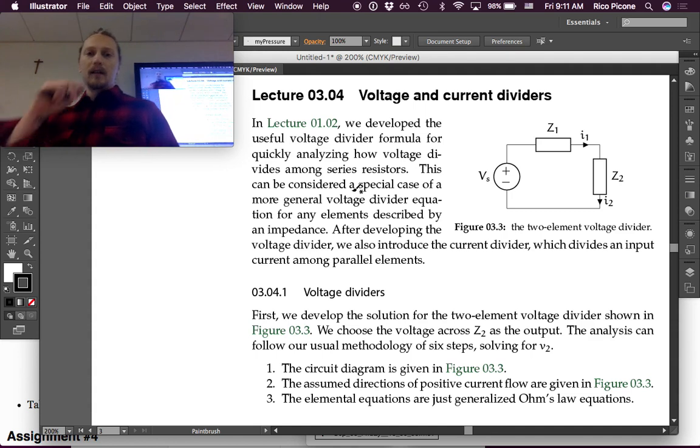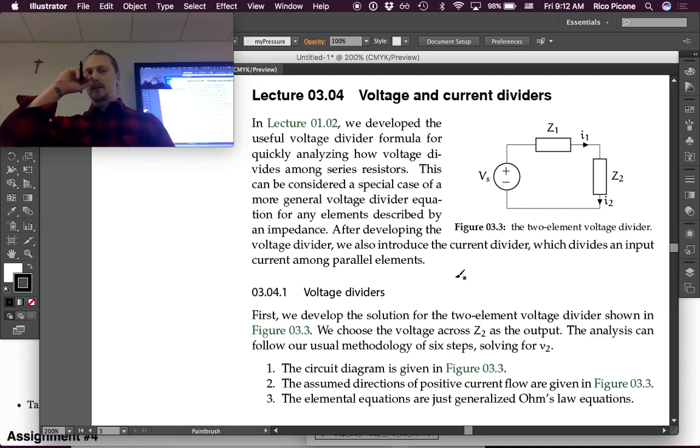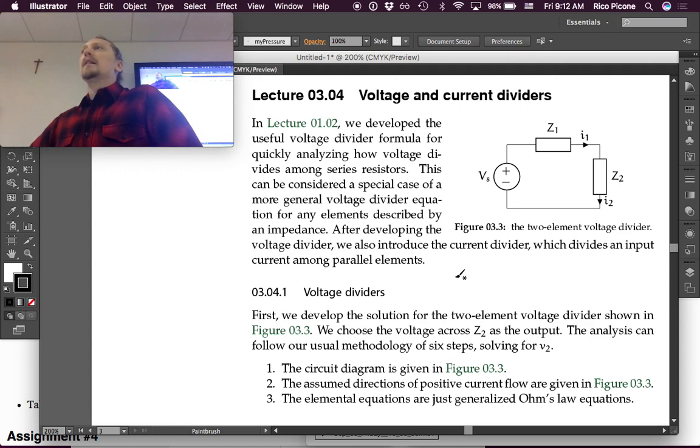So in lecture 1.2, we developed the useful voltage divider formula for quickly analyzing how voltage divides among series resistors. This can be considered a special case of a more general voltage divider equation for any elements described by an impedance. After developing the voltage divider, we also introduced the current divider, which divides an input current among parallel elements. We didn't talk about that when we did resistor circuits, but there is one in resistor circuits as well. But I thought we would wait for this moment that we're in right now.